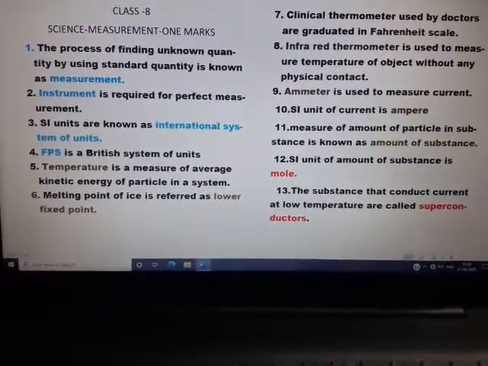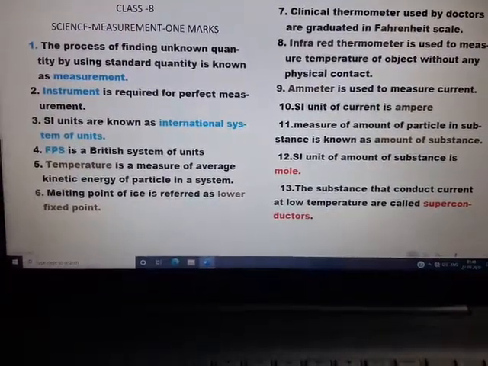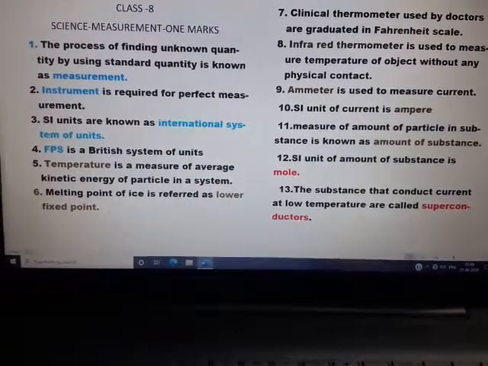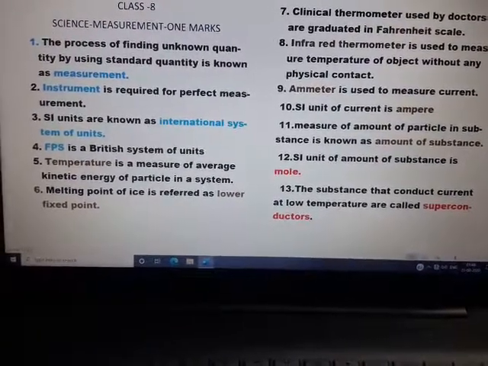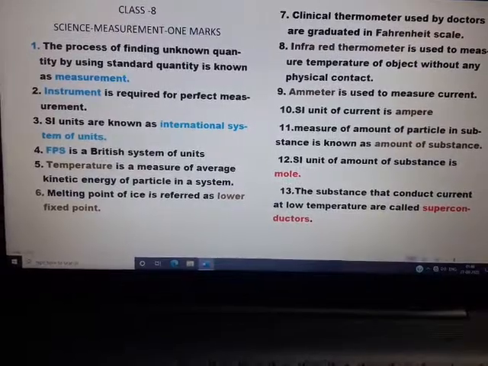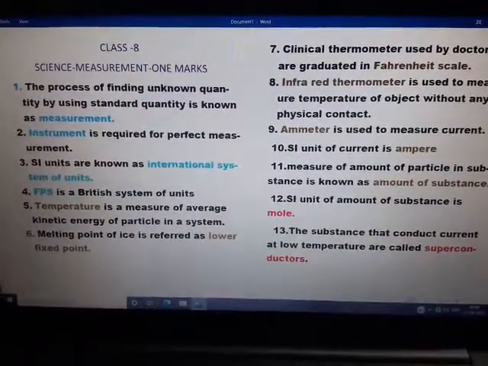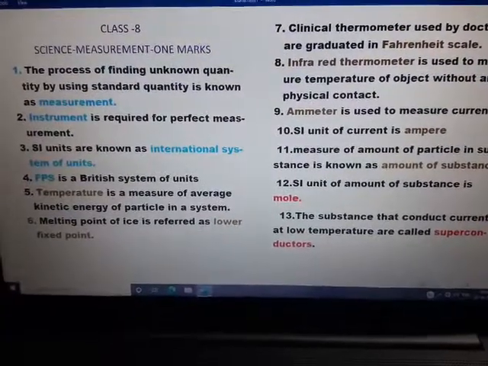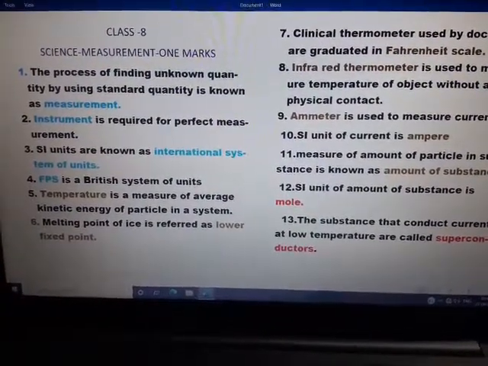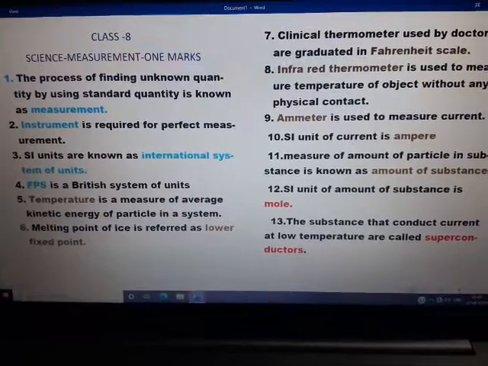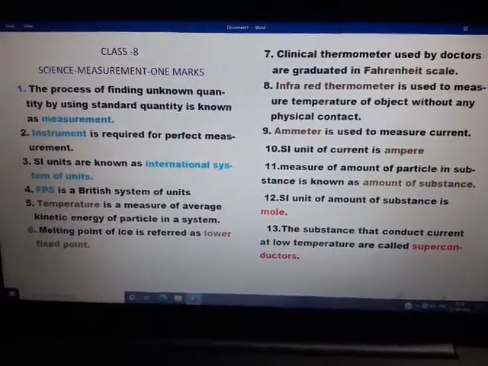Dash is required for perfect measurements. So basically three things are required for perfect measurements. One is acceptable unit, instrument, and the other one is standard quantity. So there are three things which are required for perfect measurement: instrument, standard quantity, and acceptable unit. So you can write any of these three.